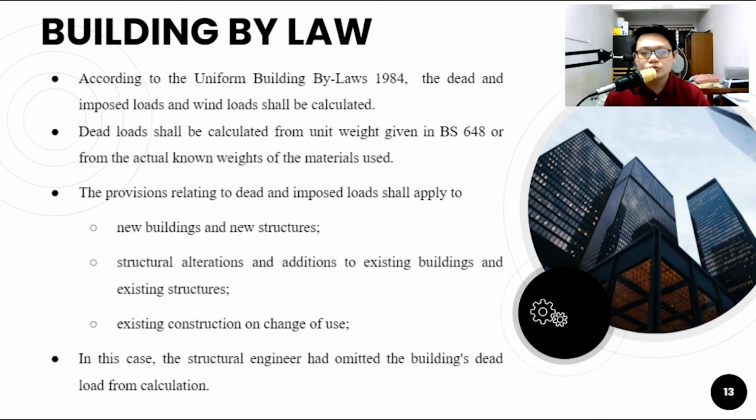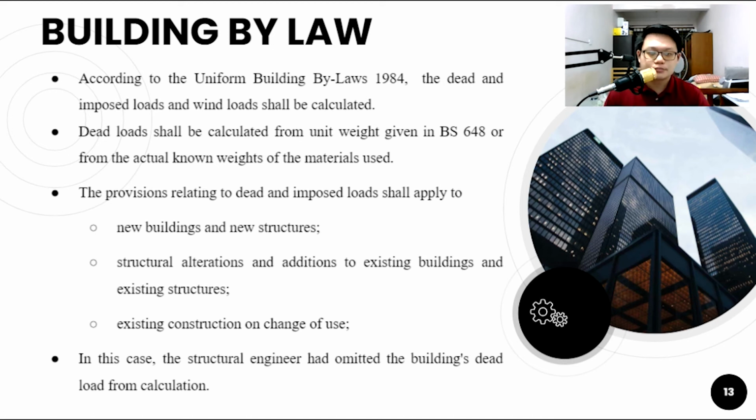Okay, next, we go through the building bylaws. According to the Uniform Building By-Laws 1984, the dead, imposed and wind loads shall be calculated. Dead loads shall be calculated from the unit weight given in BS 648 or from the actual weight of material used. The provisions relating to dead and imposed load shall apply to, first, new buildings and new structures. Next, structural alterations and additions to existing buildings and existing structures. And next, existing constructions on change of use.